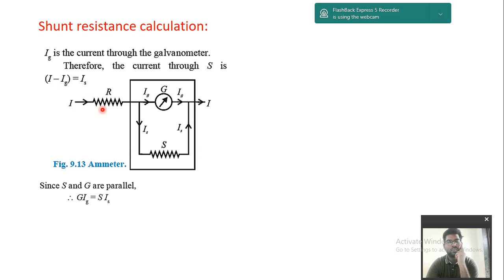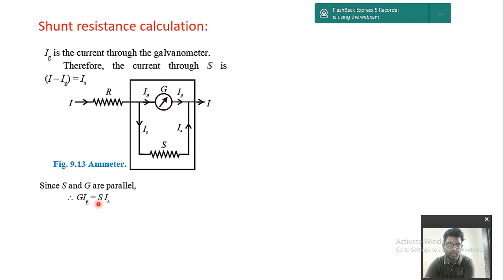Now since S and G are parallel, when two things are parallel, the potential difference across them is the same, because the potential difference is taken between two points in a circuit, and between these two points, the shunt is connected and the galvanometer is connected. So the potential difference across the shunt and across the galvanometer is the same. And what is potential difference? Potential difference is V equals IR. So Ig is the current through the galvanometer and G is the resistance.